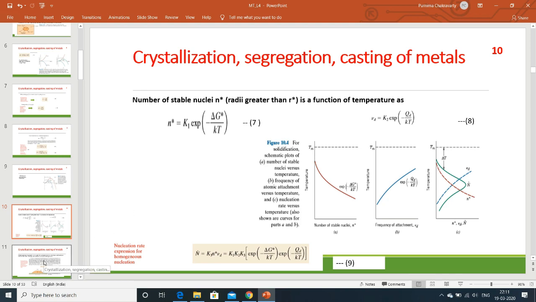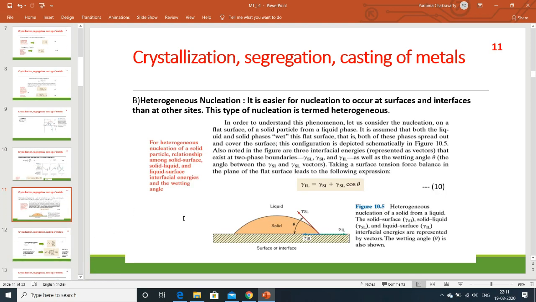So let's move to the other type of nucleation, which I call heterogeneous nucleation. In the first sentence it's written very clearly, in bold, that it is easier for nucleation to occur at surfaces and interfaces than at other sites.